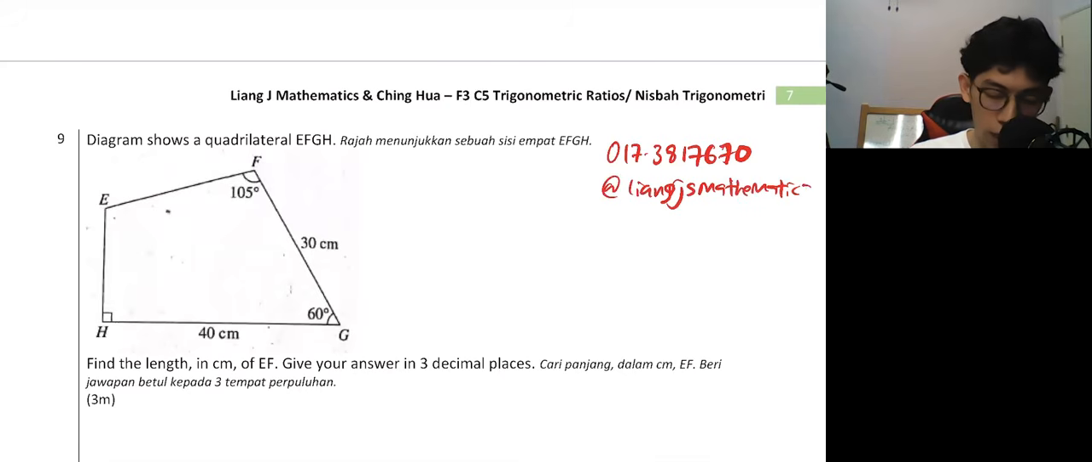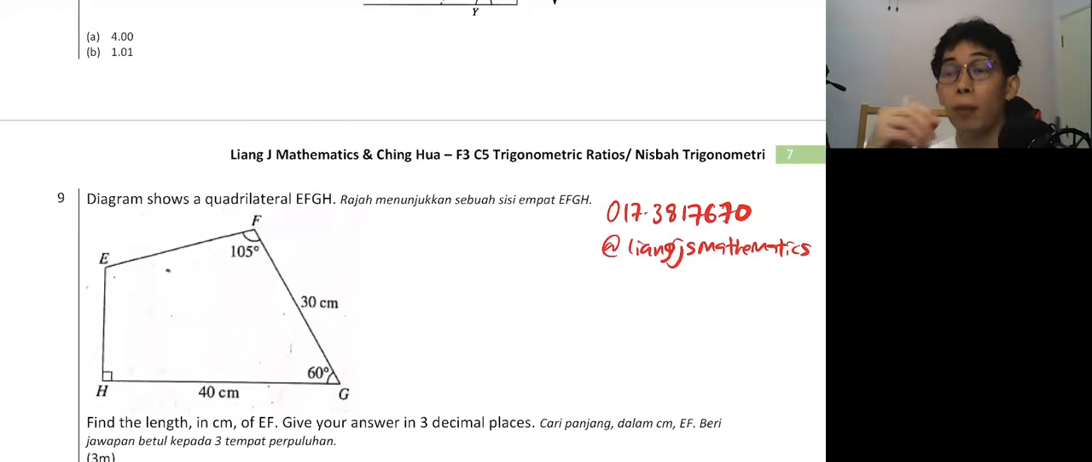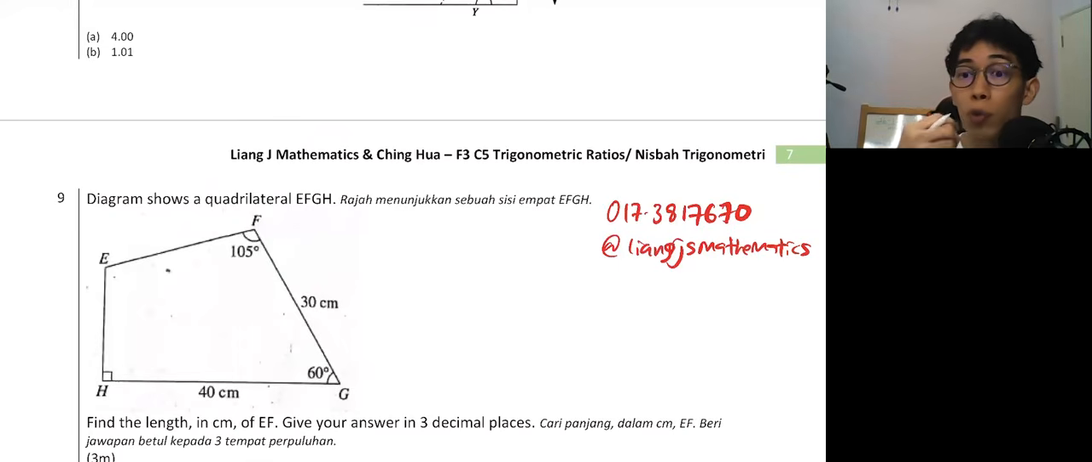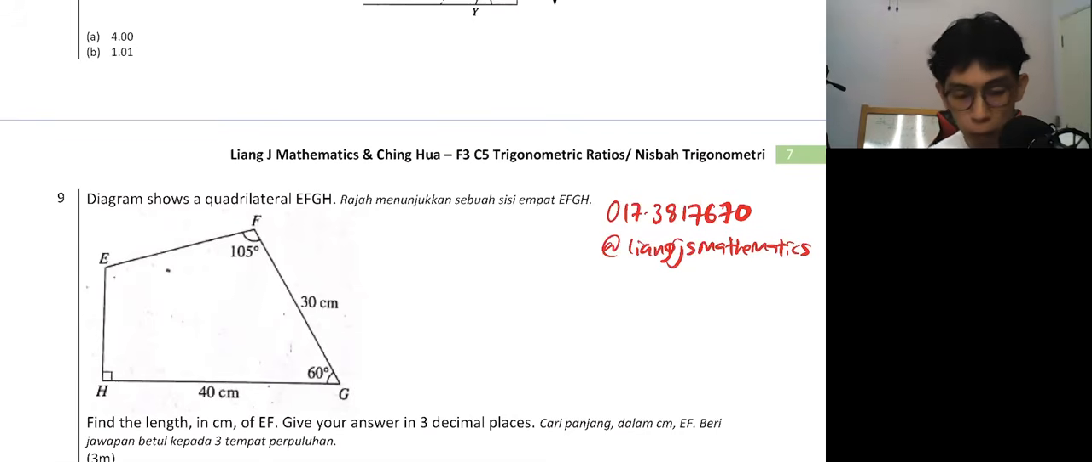Not this question. Another question that I want to show you now. Because we have limited time, I will straight away tell you what we have to do to solve it. Number 1. The diagram shows a quadrilateral EFGH. Find the length in cm of EF. Everyone, this is what you need to solve.